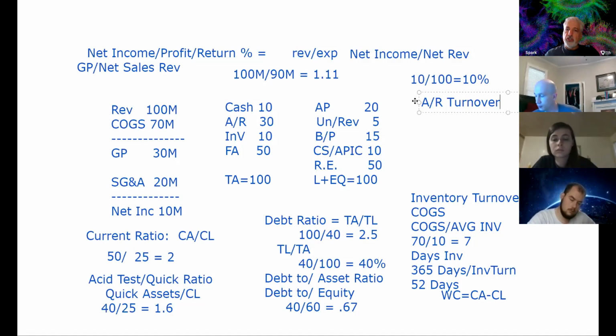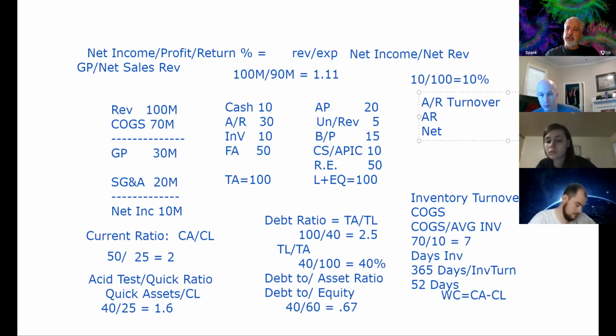I'm going to ask the same question. What two numbers go into an AR turnover? I'll give you the first one: AR. What's the second one? Net credit sales in the numerator. Net credit sales, okay, by definition.